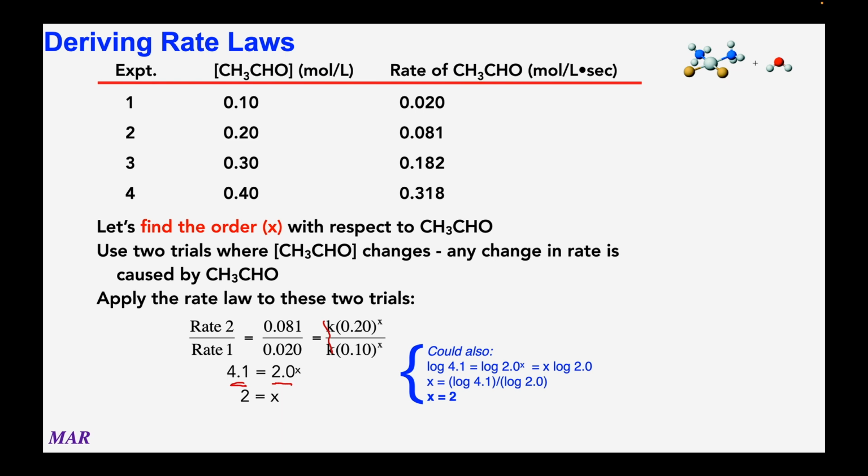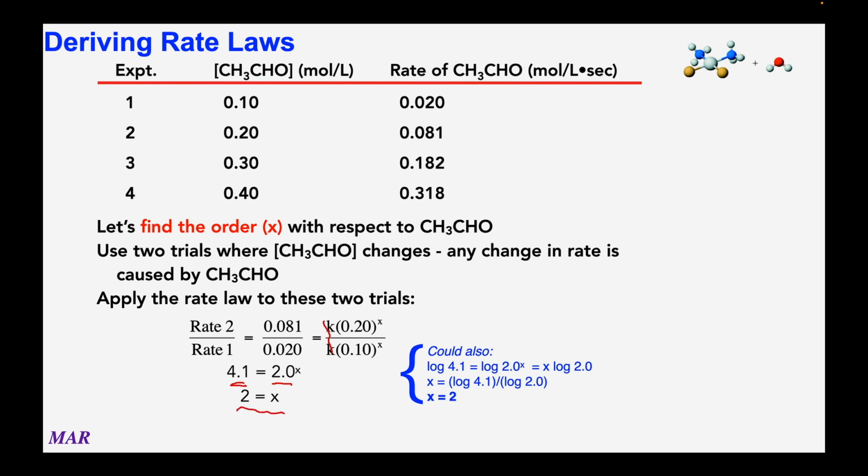If you remember, x can only be 0, 1, and 2, like I said earlier. If x is 0, it would be 2 to the 0 equals 1, and that's not what we see. We see 2 to the x equals 4.1. 2.0 to the first power would equal 2.0, and that's not what we see either. We see 2.0 squared equals about 4.1. So this is definitely a second order reactant.